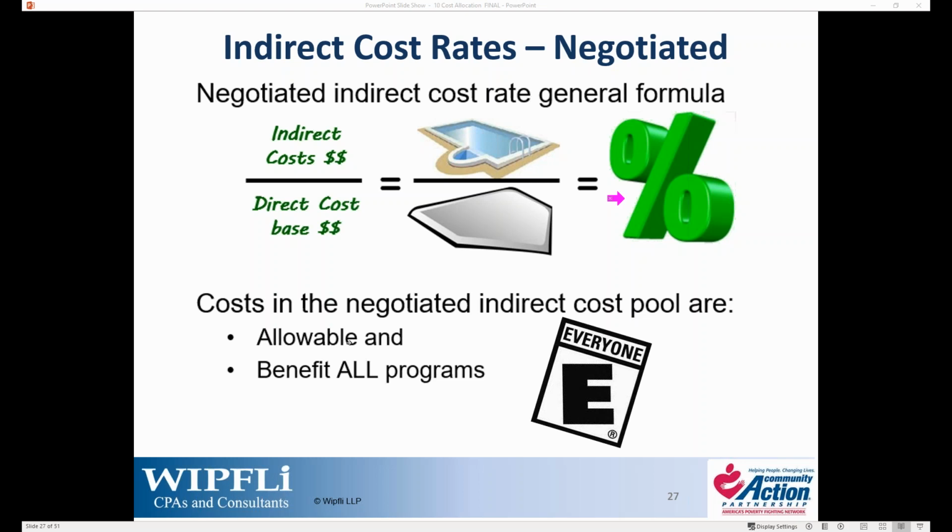Now, the things that you have to make sure of for what goes into your pool is that the costs have to be allowable and they have to benefit all programs. So E for everyone.